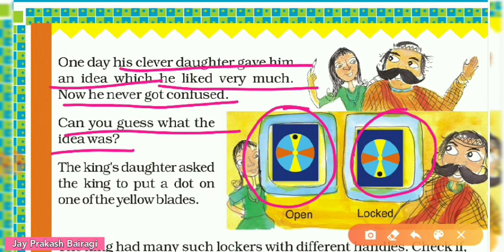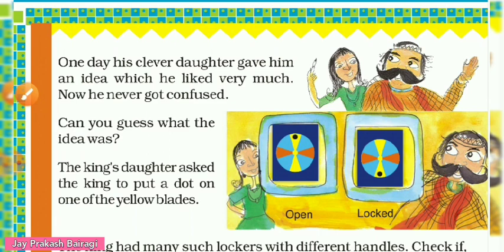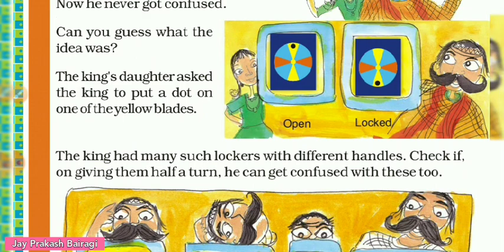Here on the yellow shape, you can see we have a black dot. It means it is open, and when locked, the black dot is downside. Here it is upside and here it is downside. So now we can easily say whether the locker is open or locked by looking at it. The king's daughter asked to put a dot on one of the yellow blades. If the dot is upside, it means open, and if the dot is downside, it means locked. It was a very nice idea by her daughter.